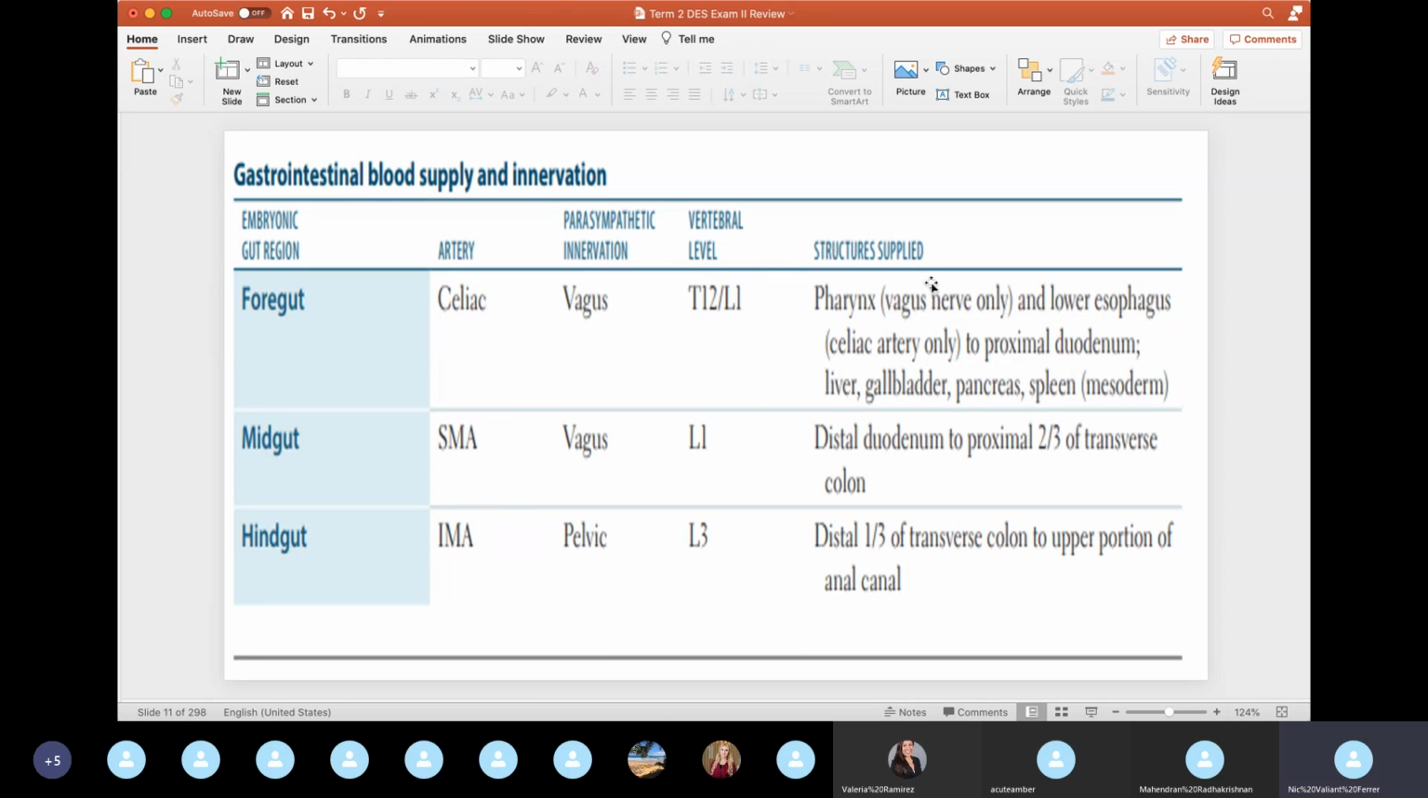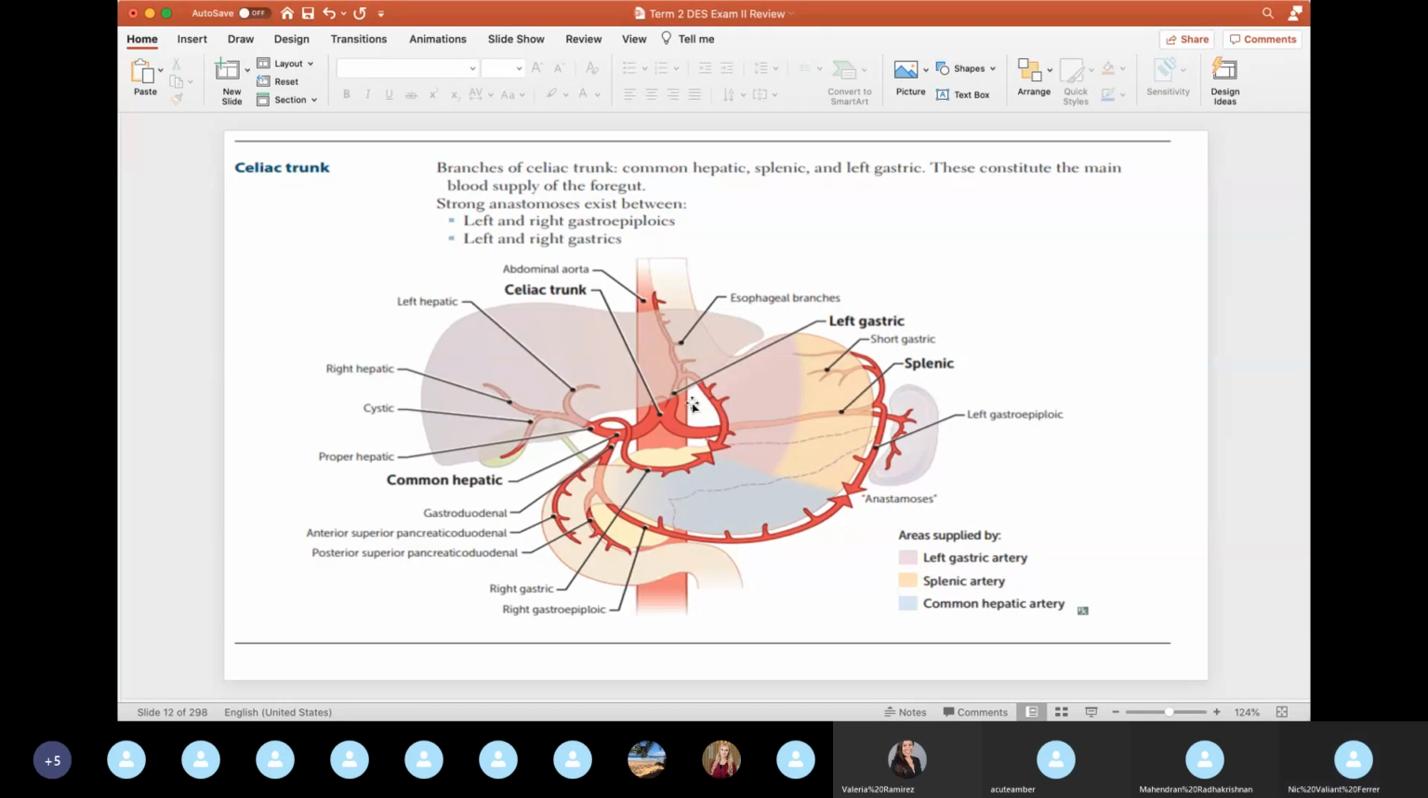And don't forget the structures supplied from the foregut, from the pharynx up to your proximal duodenum. The midgut is from the distal duodenum to the proximal 2/3 of your transverse colon. And the hindgut is the distal 1/3 of the transverse colon to your upper portion of anal canal. Put a star here. Know everything that's on this slide. This is high yield.